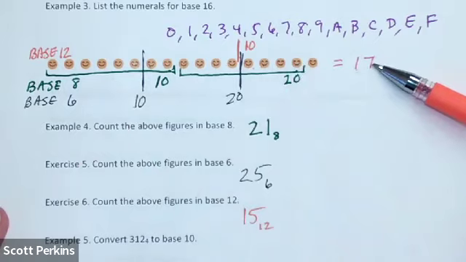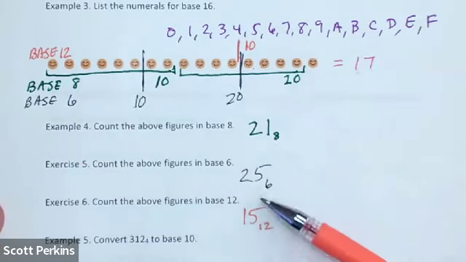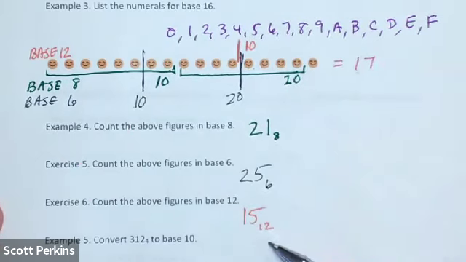17 base 10 is the exact same value. It's the same number of smiley faces as 2, 1 base 8 and 2, 5 base 6 and 1, 5 base 12. They all represent the same quantity. They are just different ways of expressing it based on what the base you're using is.